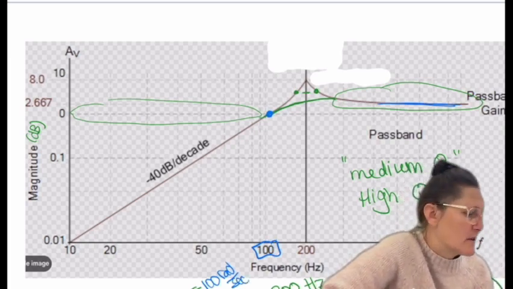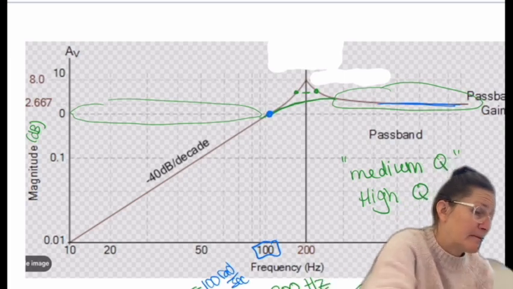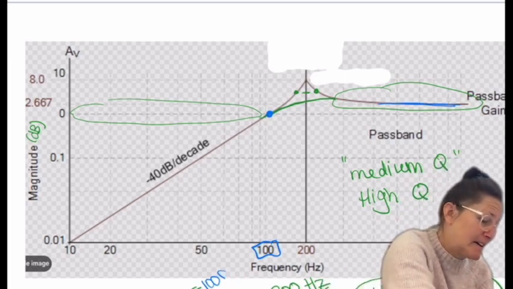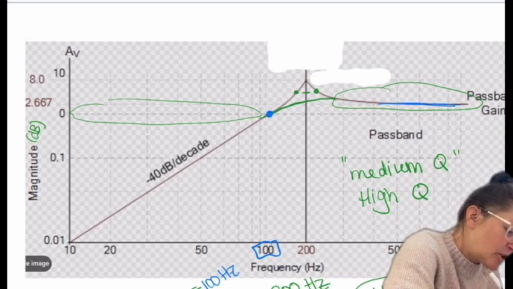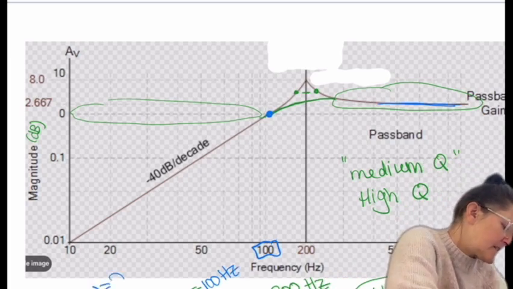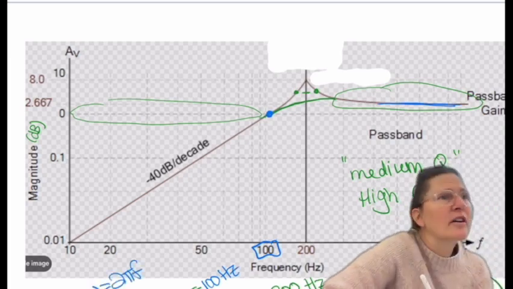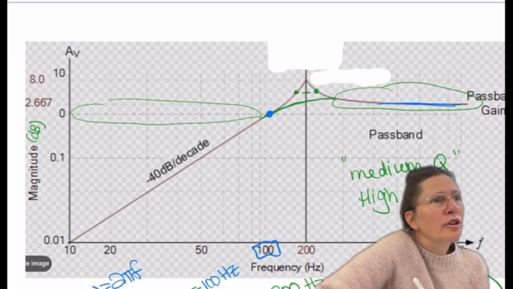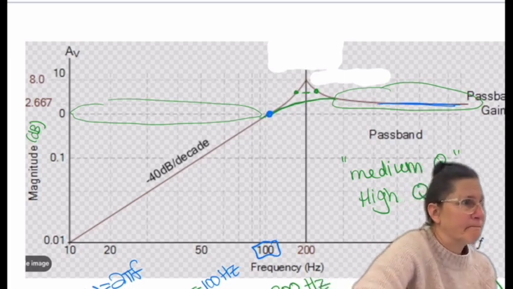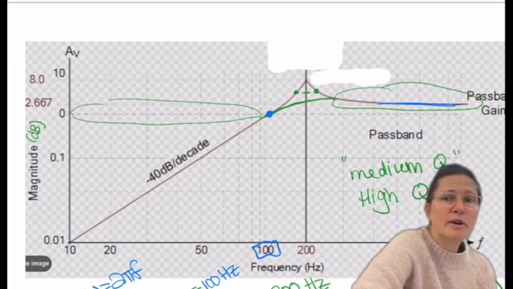1 over radians per second. Oh, sorry, I meant to put hertz. Yes, hertz is 2 pi f. So to get radians per second, I would multiply that by 2 pi. Okay, any questions on this one?